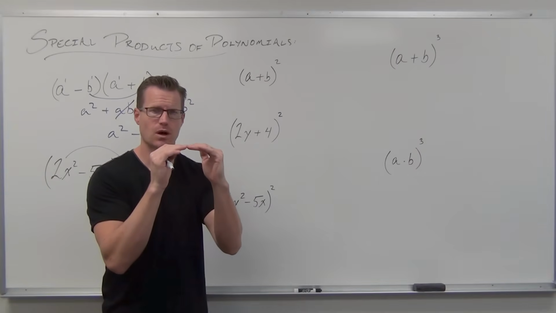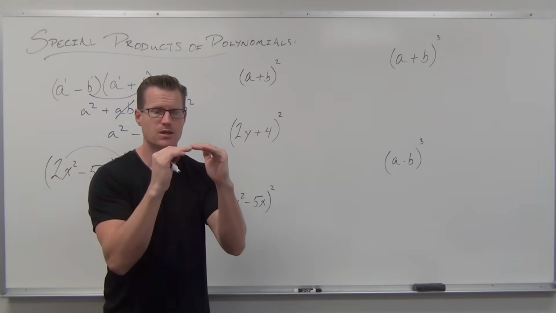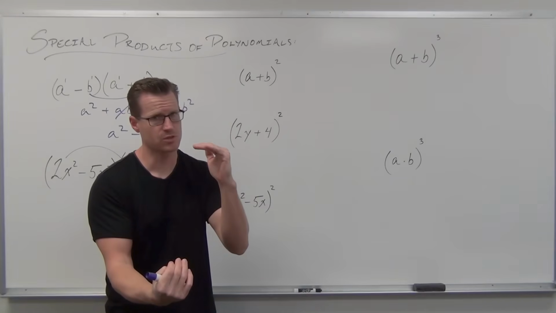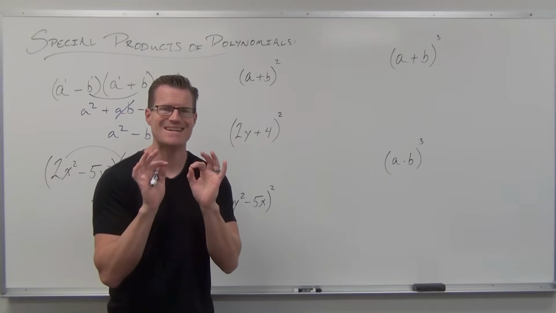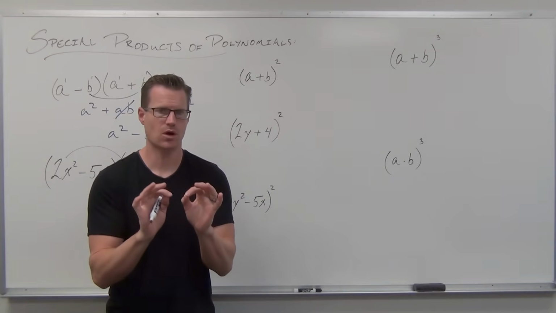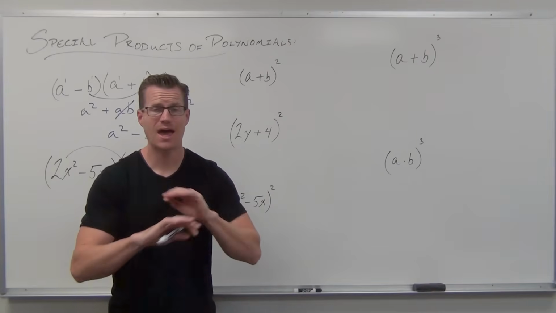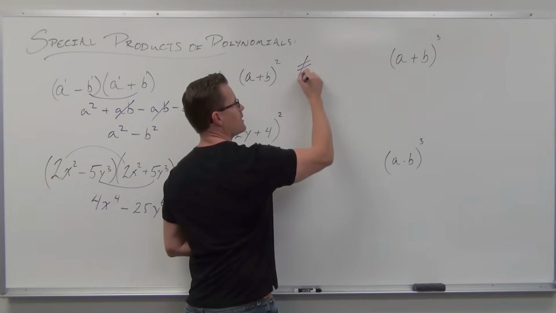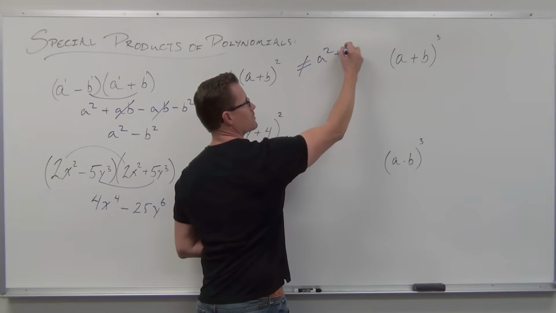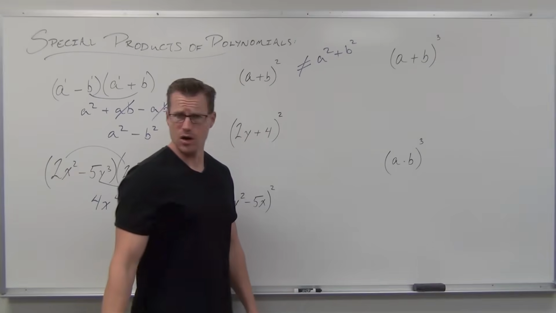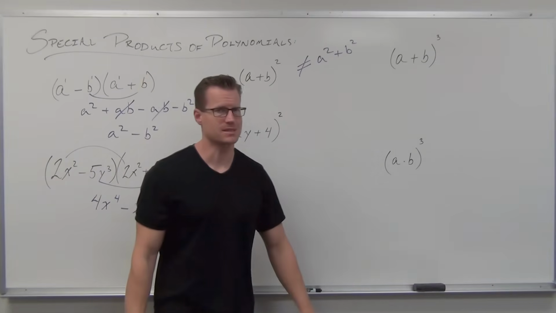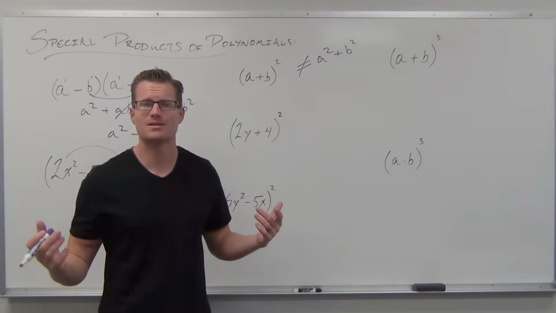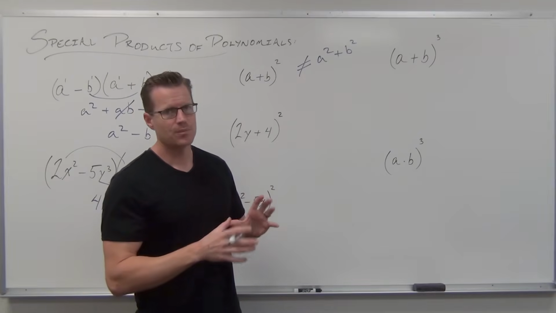Exponents distribute across multiplication, not across addition or subtraction. Exponents never distribute across addition or subtraction, ever. So in no way, shape, or form is this ever equal to a squared plus b squared. That does not work, and it's not going to work there either. It's not a cubed plus b cubed. I wish it was that easy, but it's not.